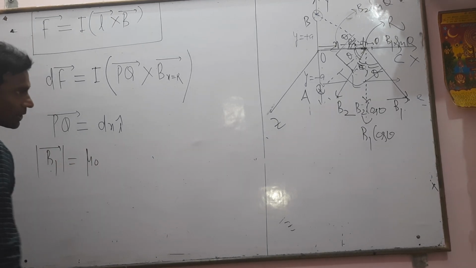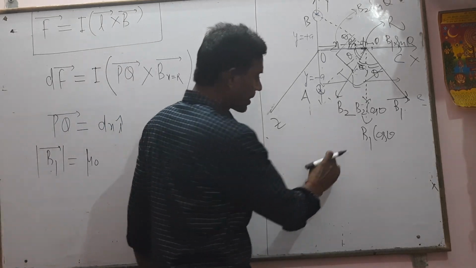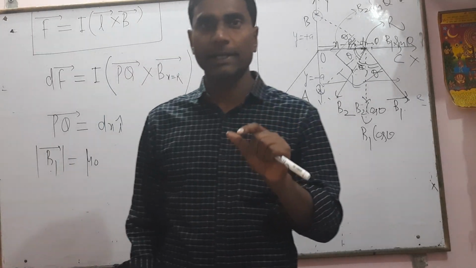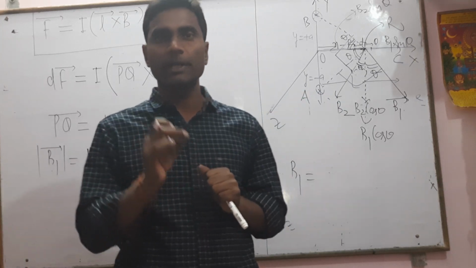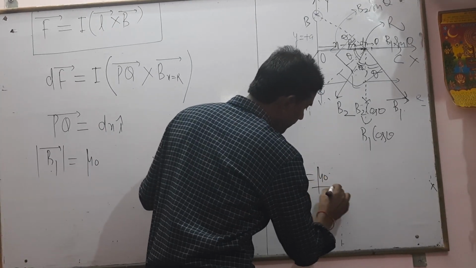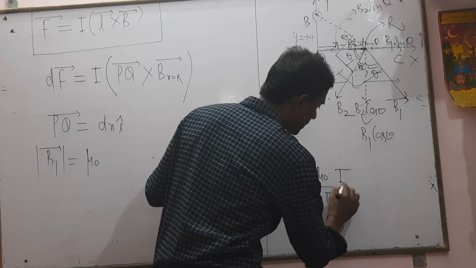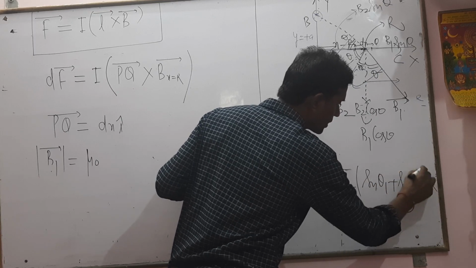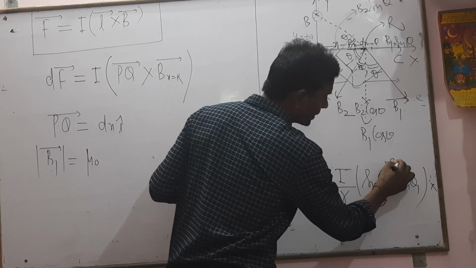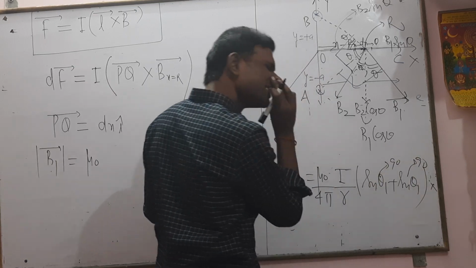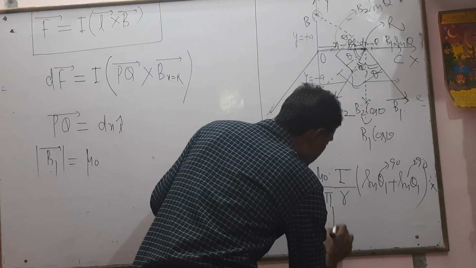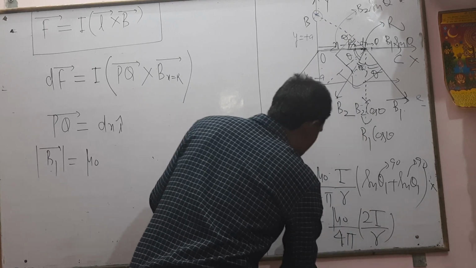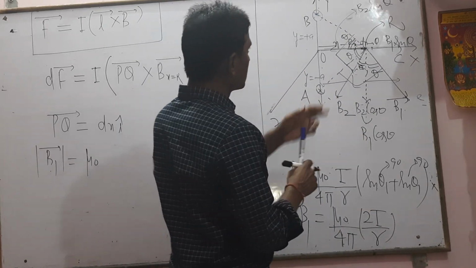Also we can find the magnitudes of B1 and B2. So what will be the magnitude of B1? B1 equals the magnetic field due to a long current carrying wire, which equals mu naught by 4 pi, I by r, into sin theta 1 plus sin theta 2. We know that for an infinite current carrying wire, each angle is 90 degrees, so sin 90 plus sin 90 equals 2. Hence the magnetic field due to an infinite current carrying wire equals mu naught by 4 pi, 2I by R. So this is the infinite length.